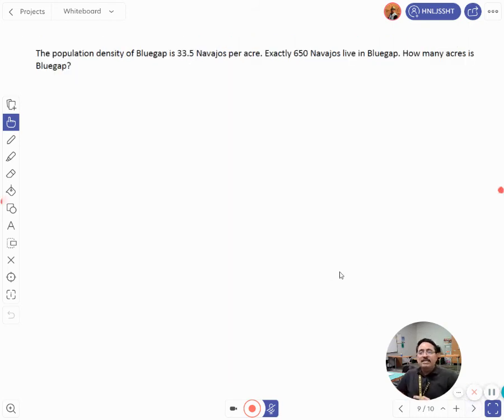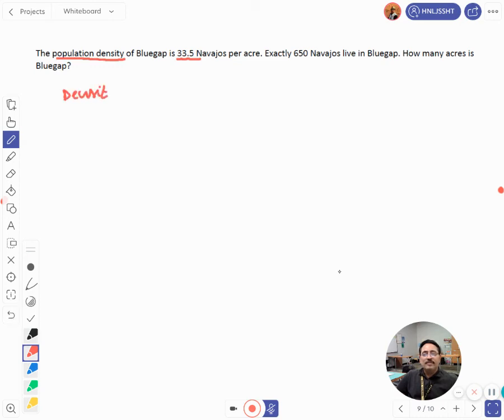The population density of Blue Gap is 33.5 Navajos per acre. Exactly. So here I see that the population density is given as 33.5. So let me write that density is 33.5. You know why politicians and the other administrators compute the population density? If they know what the population is, based on that they can provide the facilities.